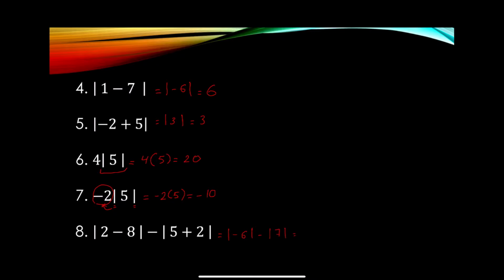Now get rid of the absolute value. What's the absolute value of negative 6? It's 6. Minus the absolute value of 7, 7. 6 minus 7 is known to be negative 1.